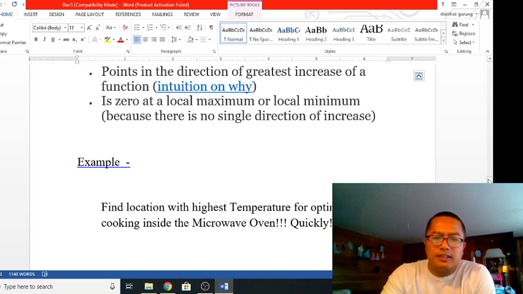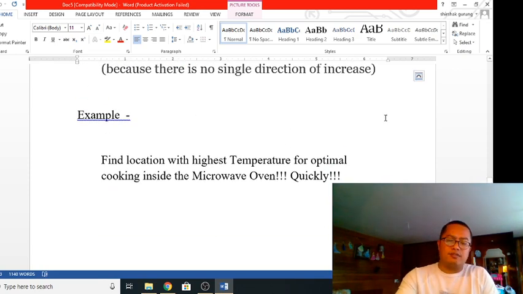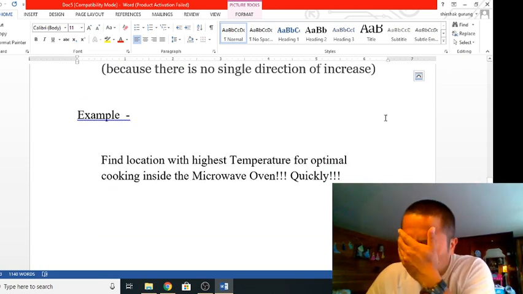So let's take an example now. Let us understand an example. Okay, fine. Now I've taken this from some book.